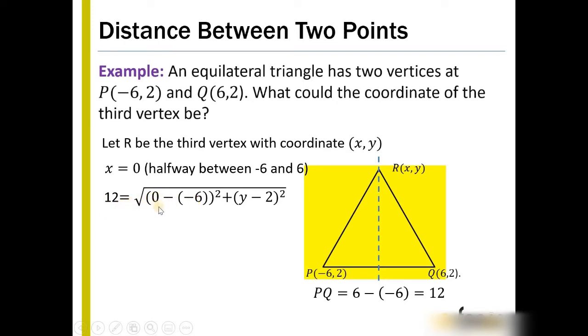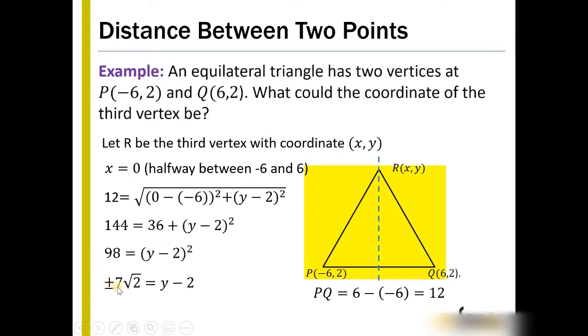So we put 12 here for the distance. Then we do x2 minus x1, so in this case that's x, which is 0, take away -6. And then we do y2 minus y1. In this case that's y, which we don't know the value of, take away 2. So 12 equals the square root of (0 take away -6) squared plus (y take away 2) squared. If we square both sides, we get 144 equals 36 plus (y minus 2) squared. So 98 equals (y minus 2) squared.